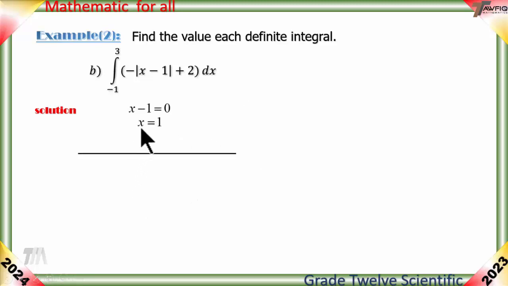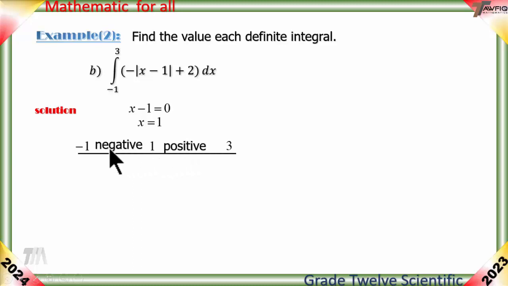And this value x equal to 1 belongs to the interval of the integration, which is minus 1 to 3, so we must take this integral into two parts. Because here we have 1, the sign of x minus 1 is positive when x is bigger than 1 and negative when x is smaller than 1.